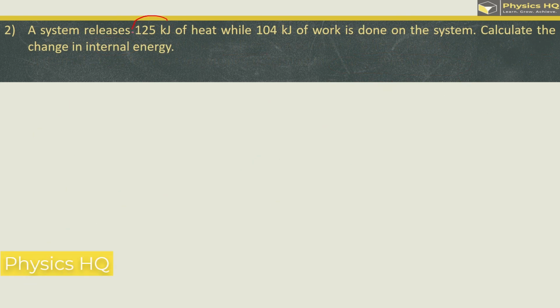A system releases 125 kilojoule of heat while 104 kilojoule of work is done on the system. Calculate the change in internal energy. Again let us use the same formula. Delta U will be equal to Q minus W. Now here please remember, heat is lost or given by the system, so this 125 kilojoule we will take as minus, and work done here is 104 kilojoule. Here also you will see the work is done on the system, that is, the system is compressed, so this also we will take as negative. So this will be minus 104 kilojoule.